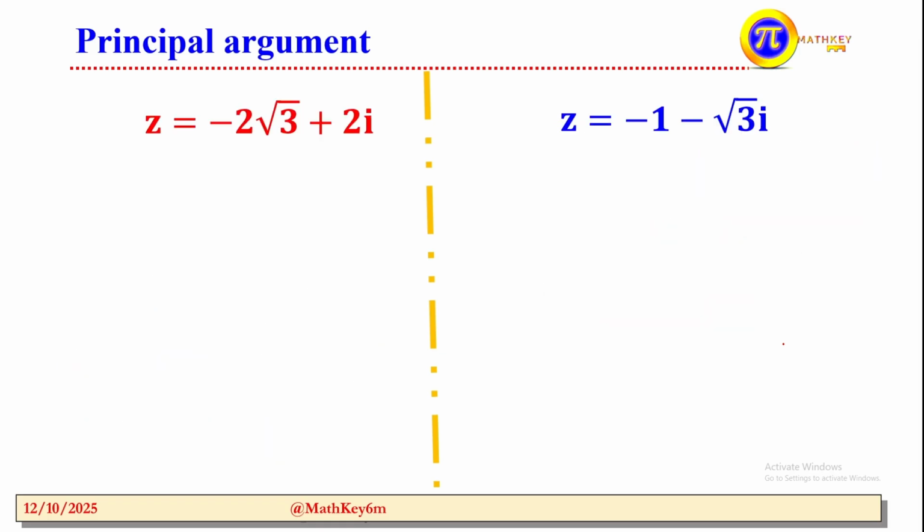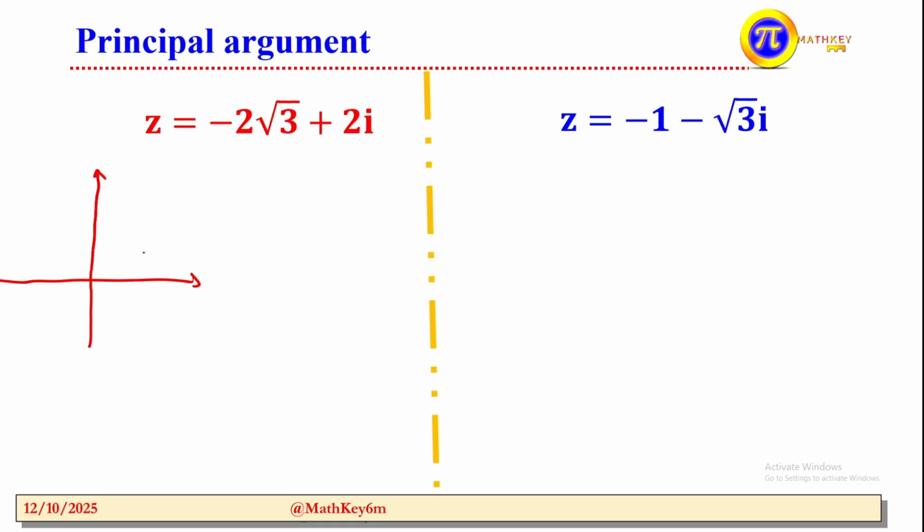Let us see the next one. The next one says z is equal to negative 2 root 3 plus 2i, in the imaginary part. Then find the principal argument for this one. As we did before, let's try to see where it lies in the complex plane.